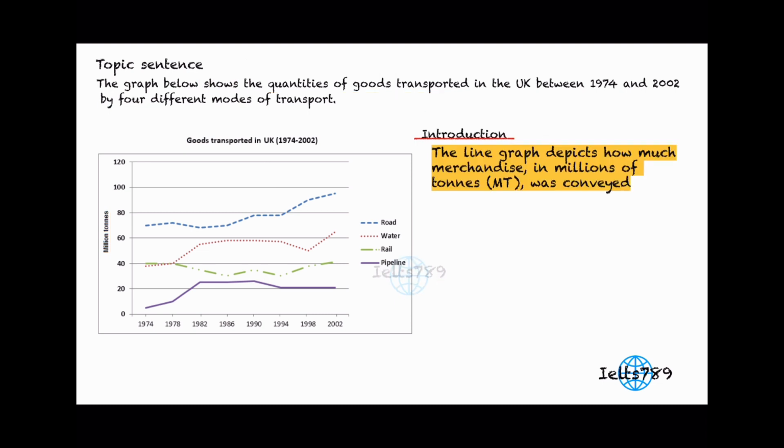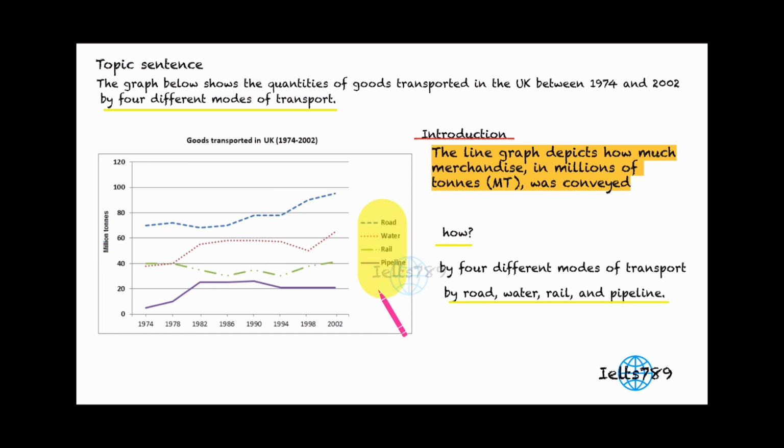Next, we answer the question how, before where and when, because how connects directly with the answer to the what, which is quantities of goods transported. How were the goods transported? The topic sentence says by 4 different modes of transport, and these modes are listed on the right side of the graph. Now we can paraphrase further to by road, water, rail, and pipeline.